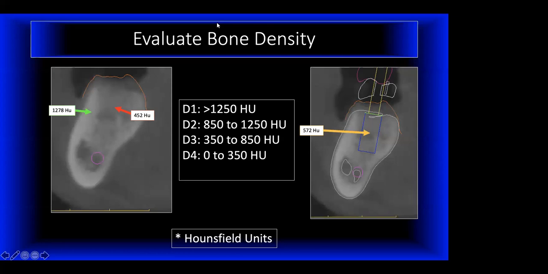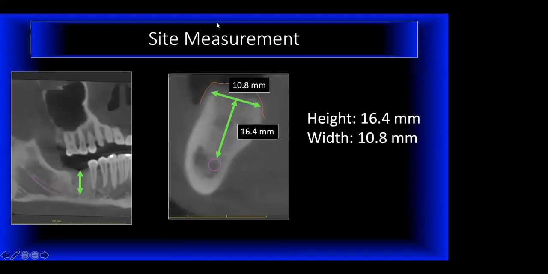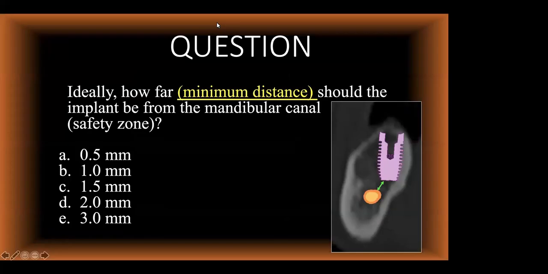Mainly the surgical protocol, we would under prep this or osteodensify it to keep more bone at the implant interface. The next thing we're going to do is evaluate the height and the width. So we measure it. All CBCT scans are 1:1, meaning there's really no magnification. So we have 10.8 millimeters in width and 16.4 millimeters in height. So we have a lot of bone here. This is what we call division A bone.